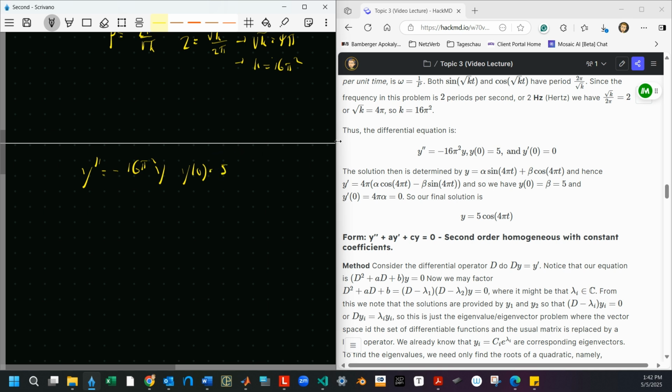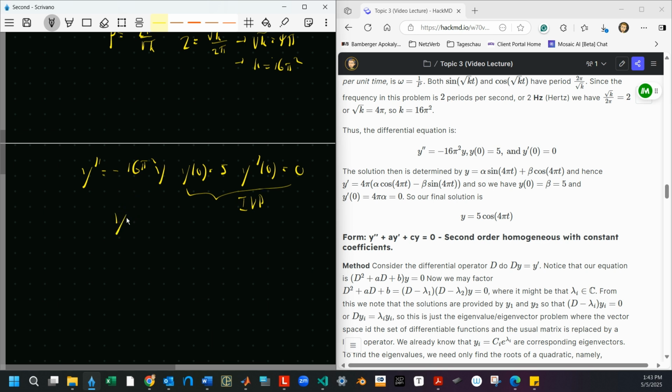That's the initial position. It starts at rest. y prime of 0 is equal to 0, right? So these are the initial conditions right there. This is the initial value problem, and we need two initial conditions to get a unique solution here, right?